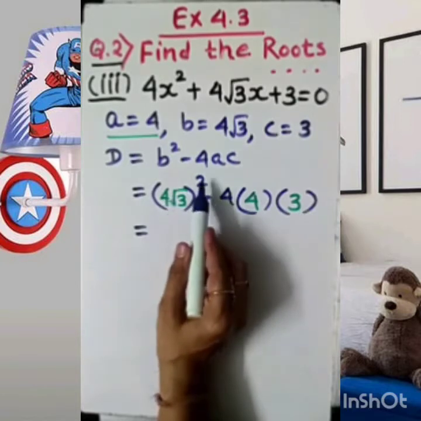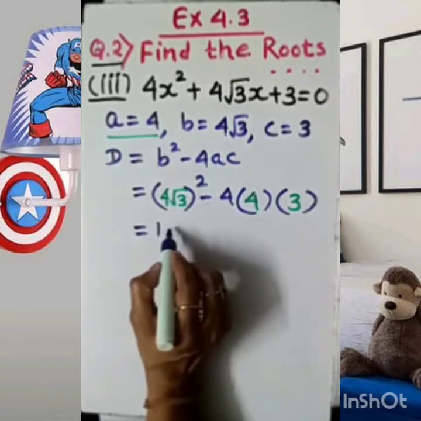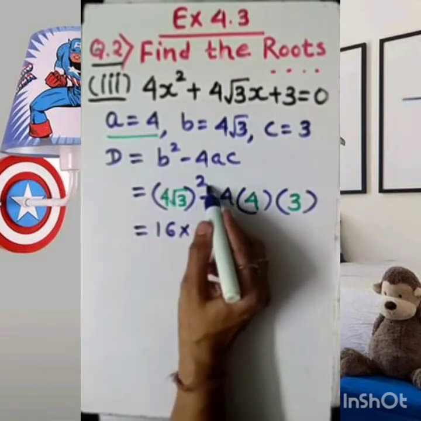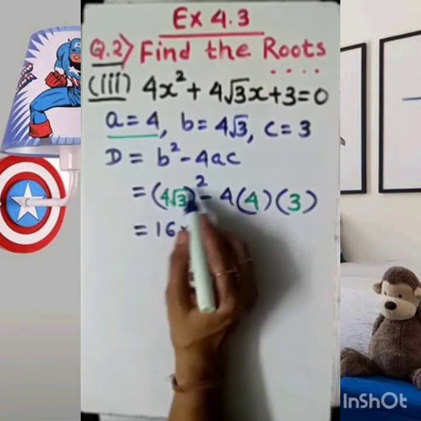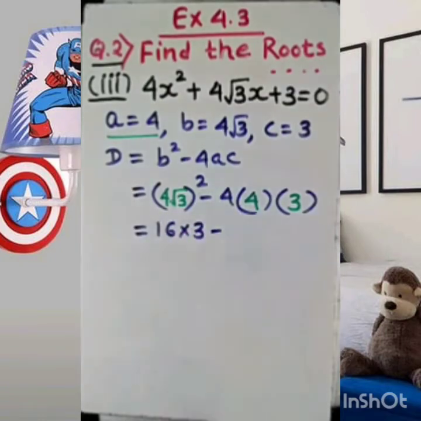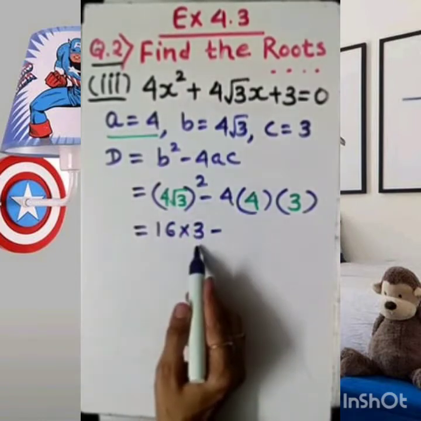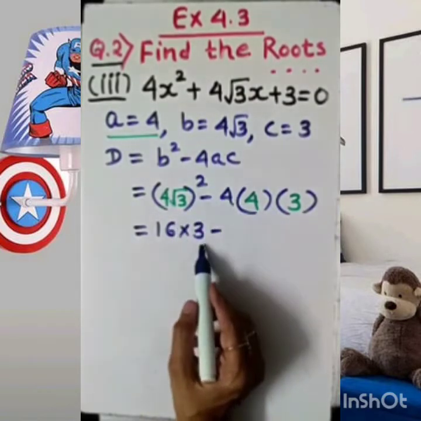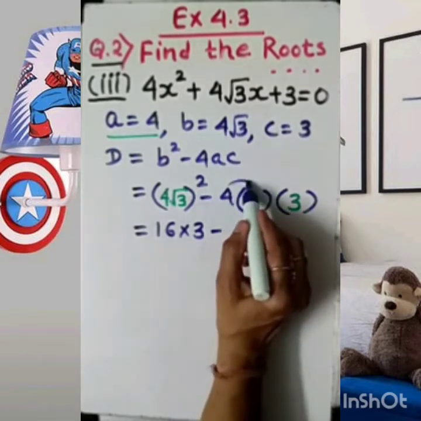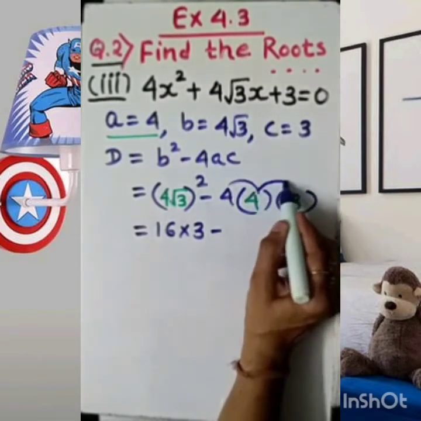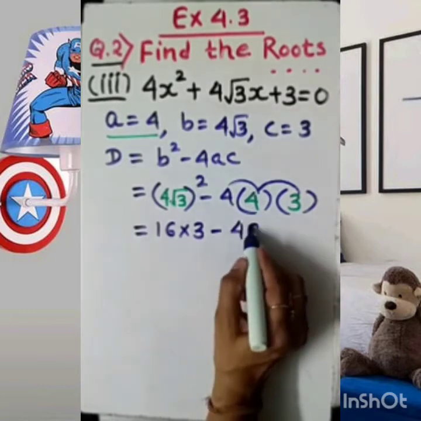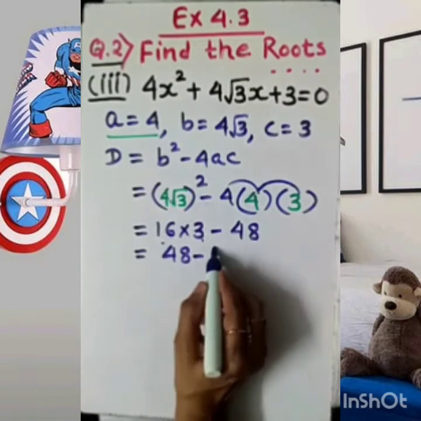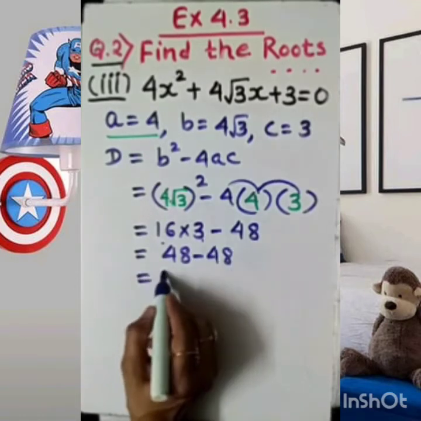What is 4 square? 4 square will be 4 into 4, that is 16. What about root 3 square? Square and square root cancel, so it will be 3 only. This is very simple, very easy. 4 square is 16 and root 3 square is 3 only. Now let's multiply this. 4 fours are 16, 16 threes are 48. Now 4 into 3 is again 12, and 4 times 12 is again 48. 48 minus 48 gives the result 0.